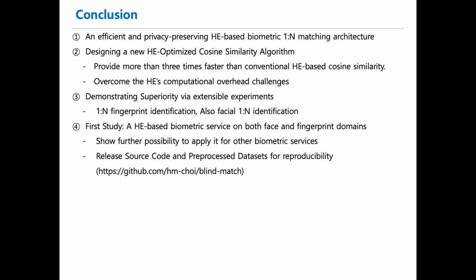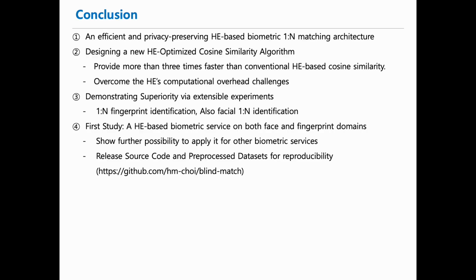Here is the conclusion of this presentation. The conclusion is described on this page. First, an efficient and privacy-preserving homomorphic encryption-based biometric one-to-N matching architecture. Next, we designed a new homomorphic encryption optimized cosine similarity algorithm. We provided more than 3 times faster than conventional homomorphic encryption-based cosine similarity, and we overcame the homomorphic encryption's computational challenges.